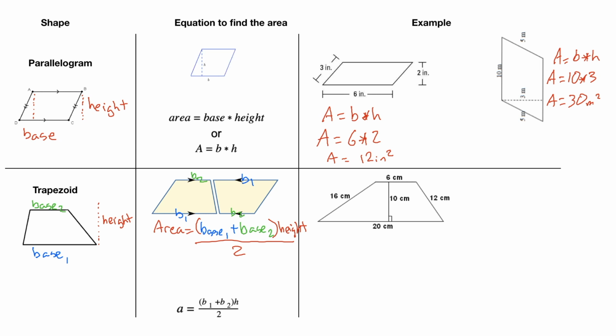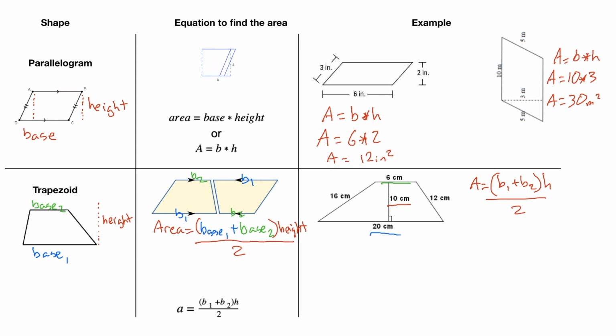If we have this right here, we can see that we've got our base 1 right there. We can see we've got our base 2 right there. And we can see our height is not that one or this one, but the straight up and down one. So that right there is our height at 10 centimeters. So then we will just use our equation. We have area equals base 1 plus base 2 times the height divided by 2.